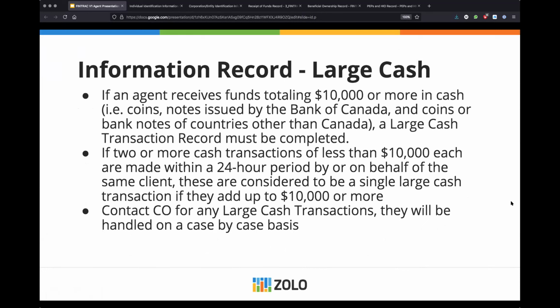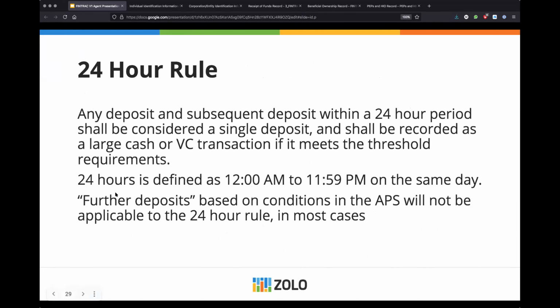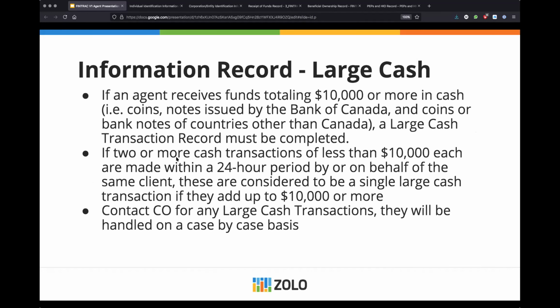Here's what I will tell you a little bit about in terms of large cash and large cash VC. I know there are questions in chat. There are some good questions here. I will get to these at the end of this recording.